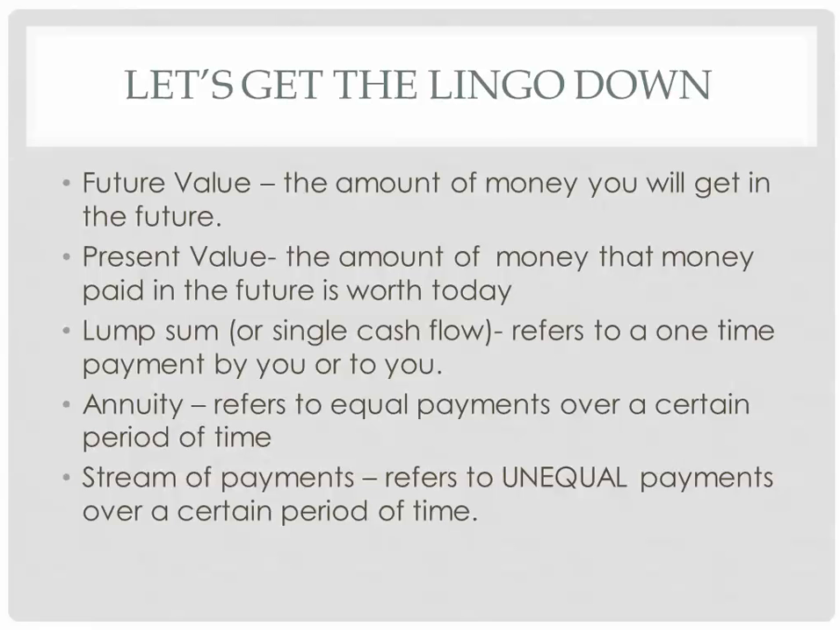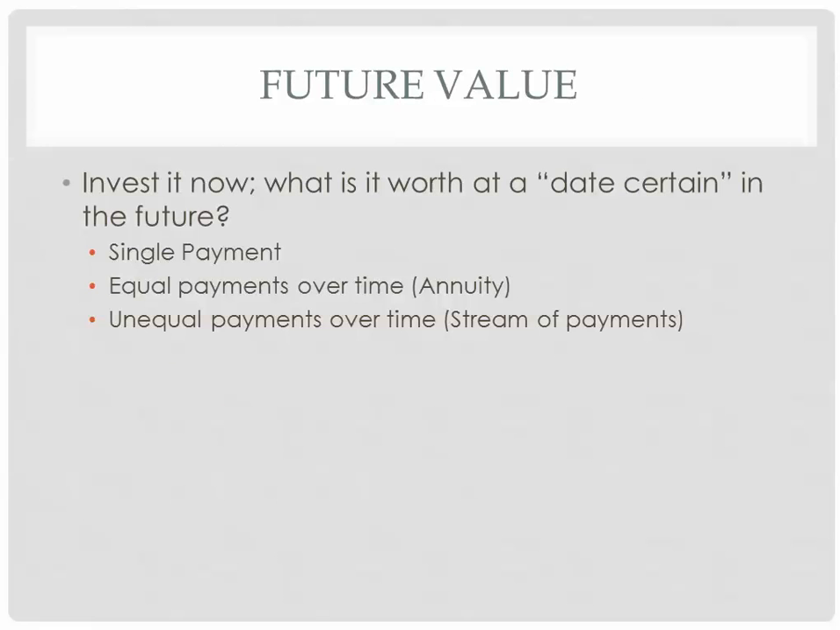An annuity refers to equal payments over a certain period of time. So each year or each period, the payment is the same, and it happens over a certain period of time. A stream of payments can refer to either equal or unequal payments, but generally for us, we're going to have it refer to unequal payments over a certain period of time. We sometimes refer to this as a stream of unequal payments.